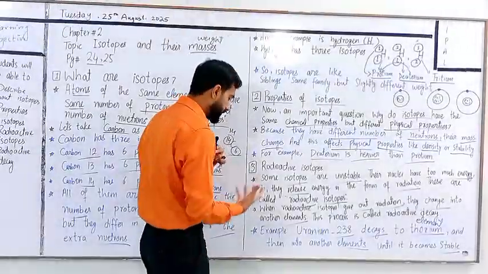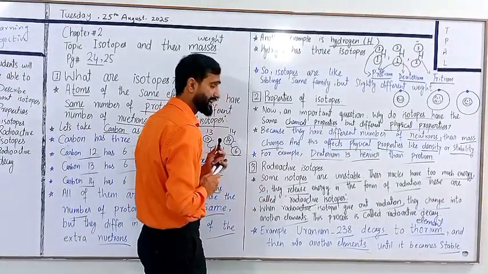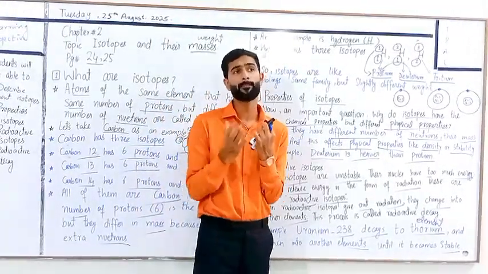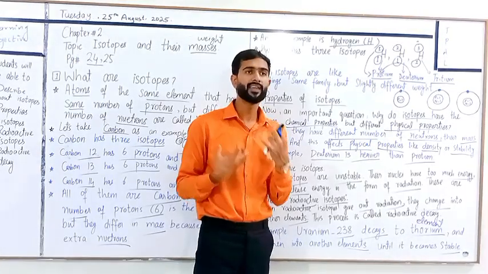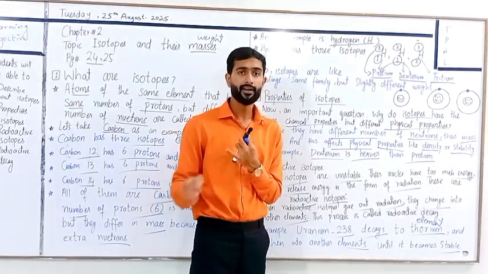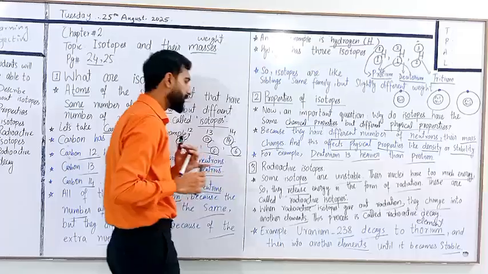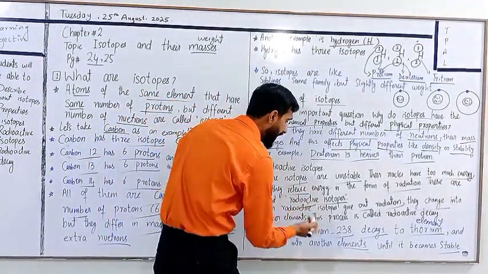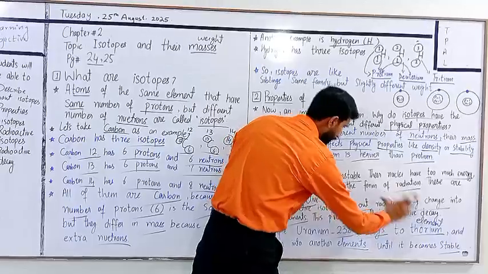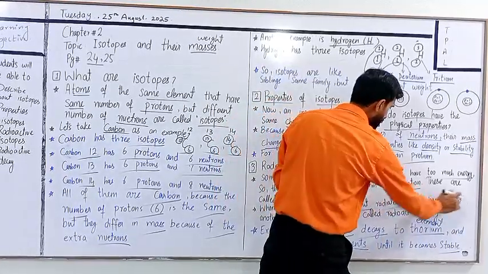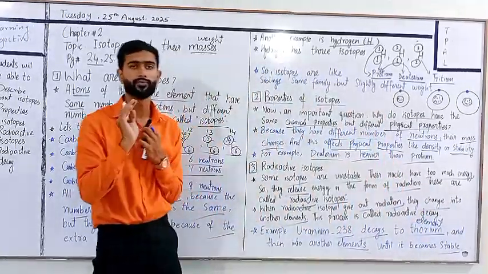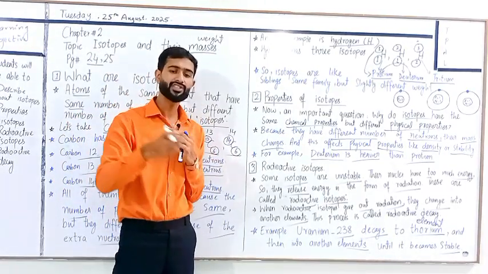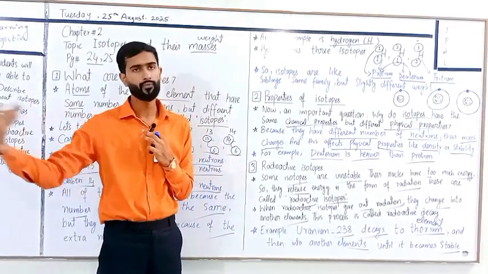Moving to the next main point, that is radioactive decay. What does it mean by decay? Decay means the breakdown of something. The something splits into smaller units. That's decay. So most of the radioactive isotopes give out radiations and they change into other elements.